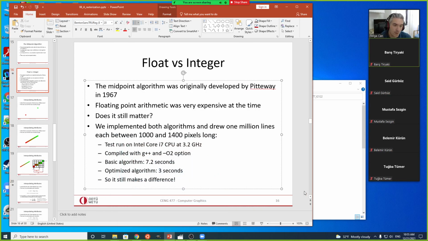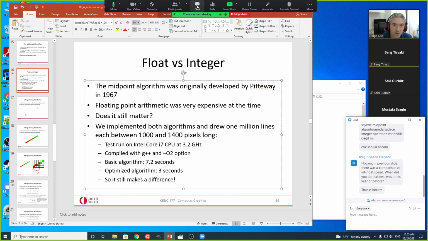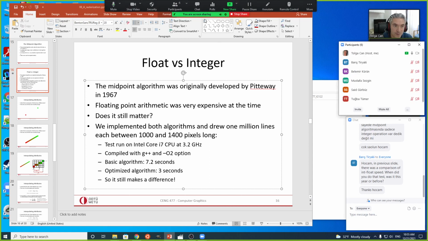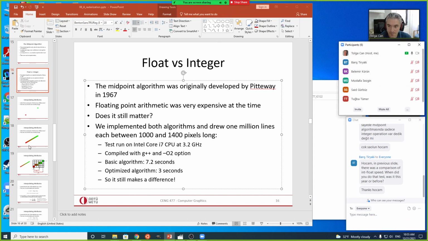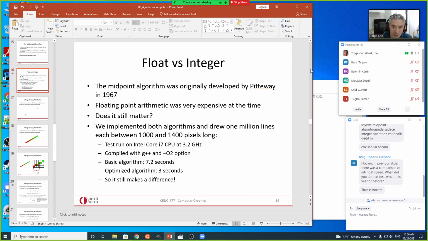Okay, for line segment rasterization, as I said, the only thing remaining is to interpolate along the line, and we are going to also see things to make it more efficient. All right, so here's one thing that we can interpolate: color. For example, if this one endpoint is red and this endpoint is green, when we draw this line, there should be a smooth transition from green to red. So we should see this smooth change.